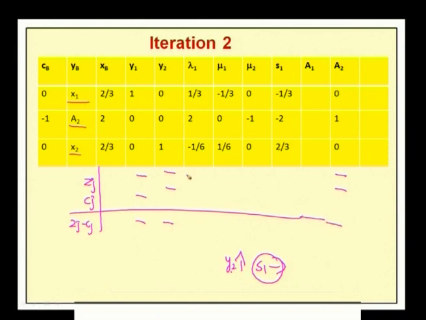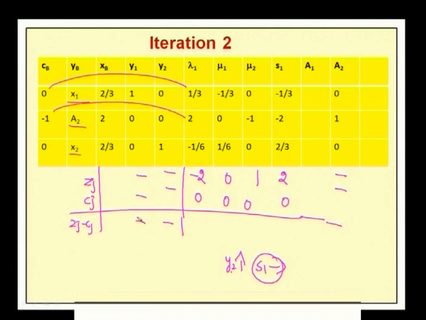Now, for lambda 1 our zj value is 0 into 1 by 3 plus minus 1 into 2, so we will get it as minus 2. In a similar way, for mu 1 zj value is 0, for mu 2 zj value is 0. The cost of these variables is 0, 0, 0, and for S1 this is 0 into minus 1 by 3 minus 1 into minus 2. So, we will get 2 as zj value is 0.